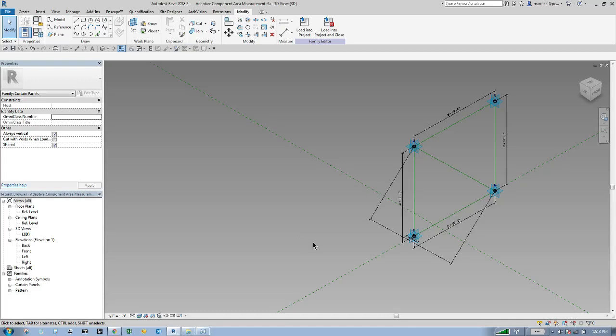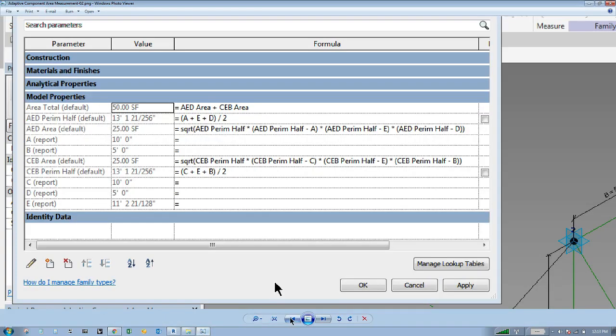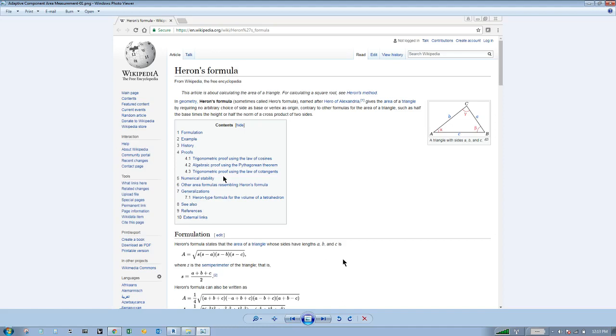Question about how does one measure the area of adaptive component panels. You don't have the benefit of scheduling them the same way you do with built-in curtain panels within Revit through schedules. So you really have to build in formulas to measure the area of a panel. And the way I'm going to do that is pretty simple, actually.